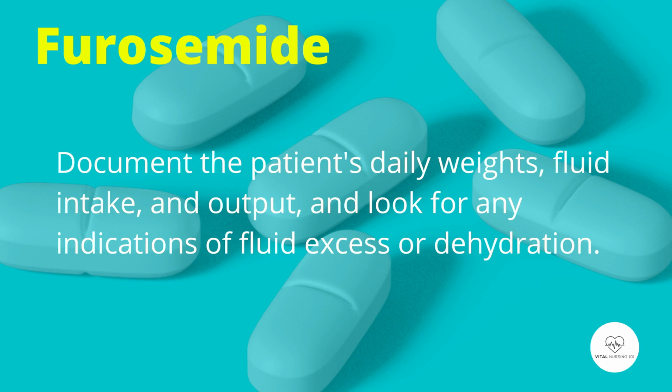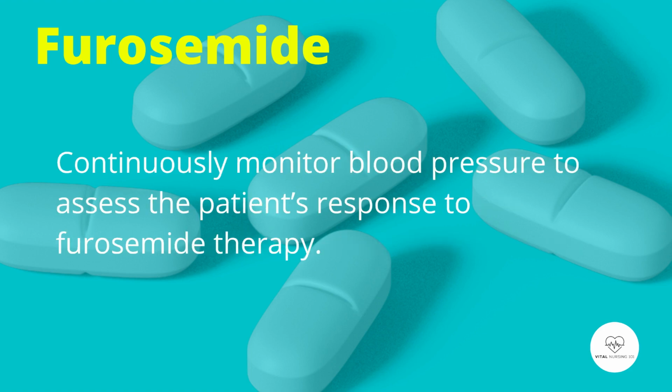Document the patient's daily weights, fluid intake, and output, and look for any indications of fluid excess or dehydration. Remember that furosemide promotes diuresis, and keeping track of fluid balance helps establish the medication's effectiveness and directs changes in dosage and fluid management. Continuously monitor blood pressure to assess the patient's response to furosemide therapy. Monitoring assists in identifying hypotension or other abnormalities that may require dosage modifications or extra interventions because of the diuretic effects of furosemide.